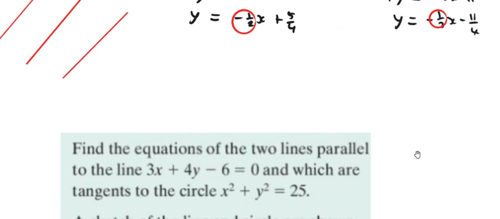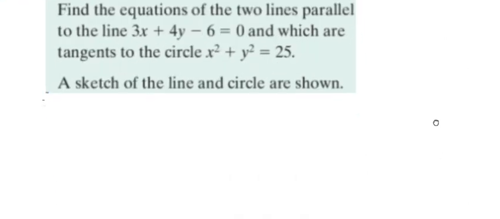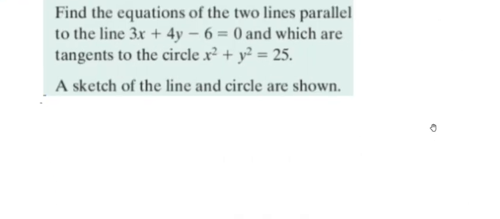So find the equations of the two lines parallel to the line 3x plus 4y minus 6 is equal to 0, and which are tangents to the circle x squared plus y squared is equal to 5. We know straight away with this circle, it's a simple enough circle, that the center has to be 0, 0.